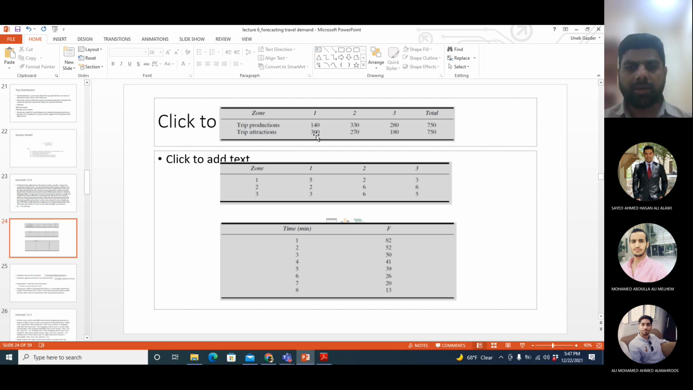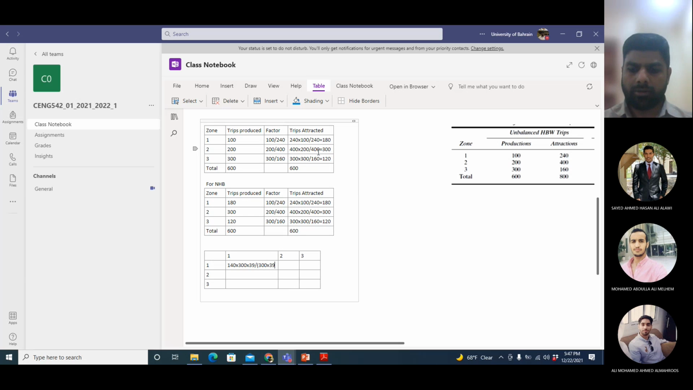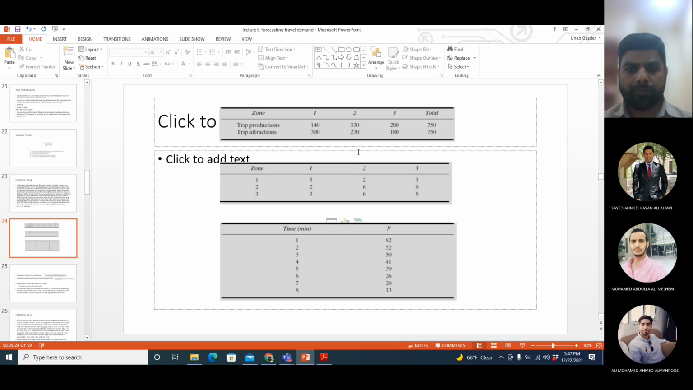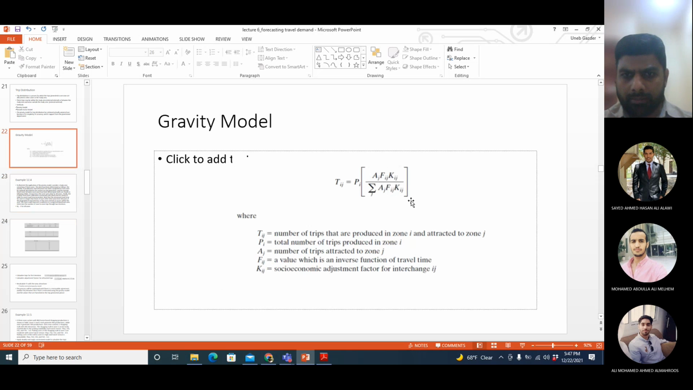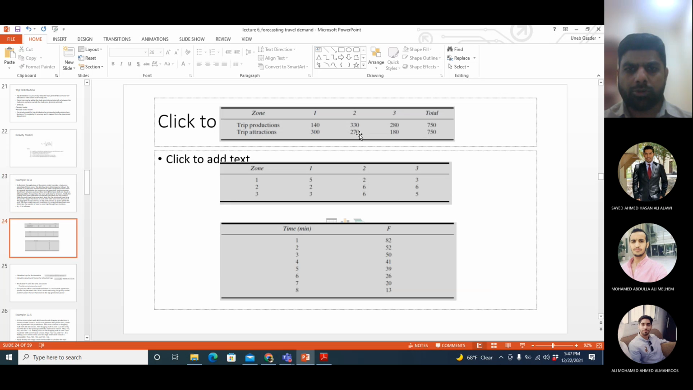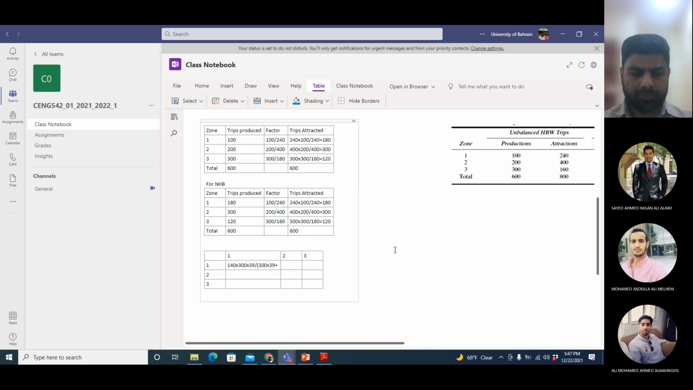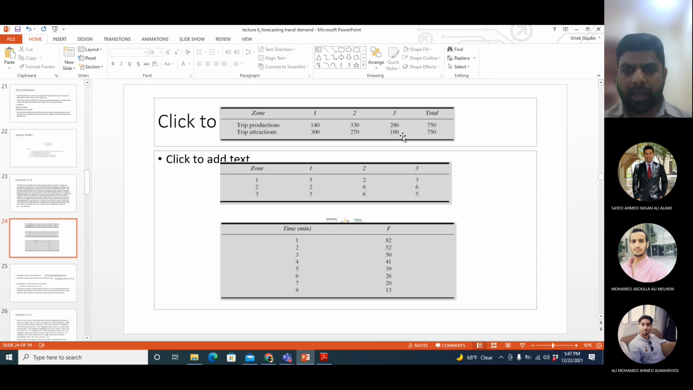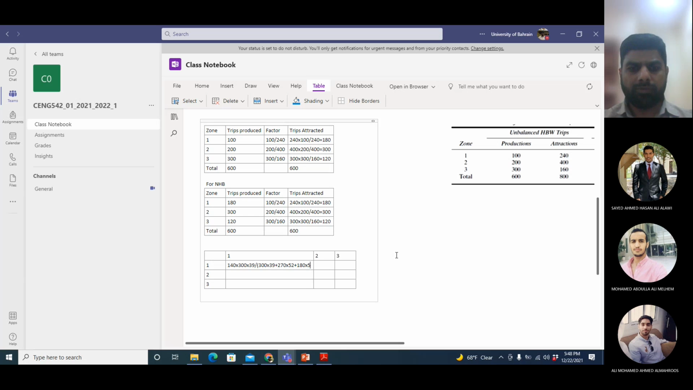So 300 for zone 1, I already know. For zone 2, 270, and from 1 to 2, the travel time is 2. So for 2, the F factor is 52. 270 times 52. And then I have 180, and from 1 to 3, the travel time is 3, and the F factor is 50. So 180 into 50. So you will give me this value.